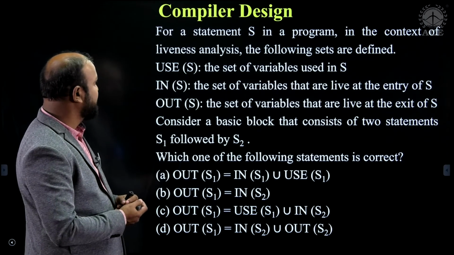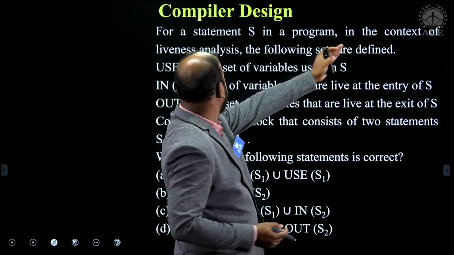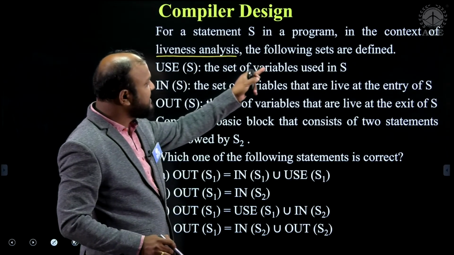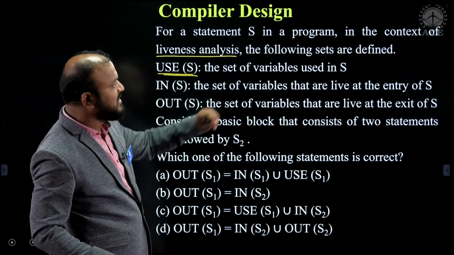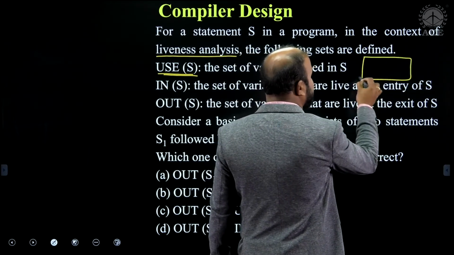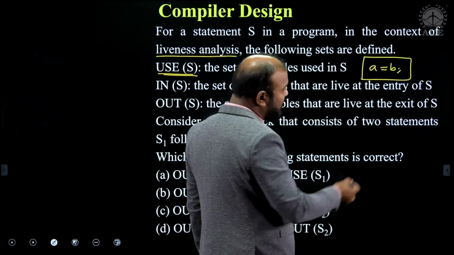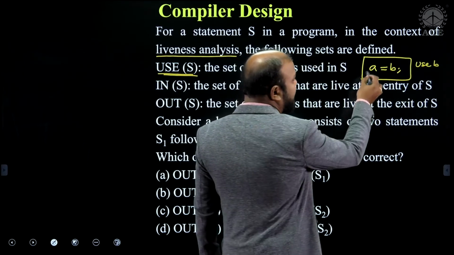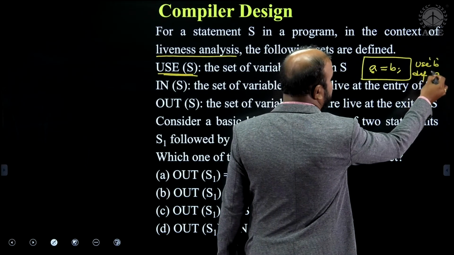Coming to the next question. For a statement S in a program in the context of liveness analysis, the following sets are defined. Use of S, the set of variables used in S. What does it mean? In a block, suppose I do have a statement A equal to B. Then I can call there is a use of B and there is a definition of A. A is defined, B is used.